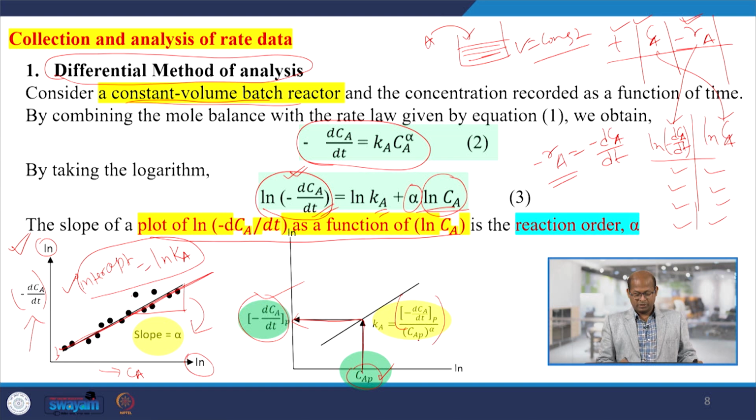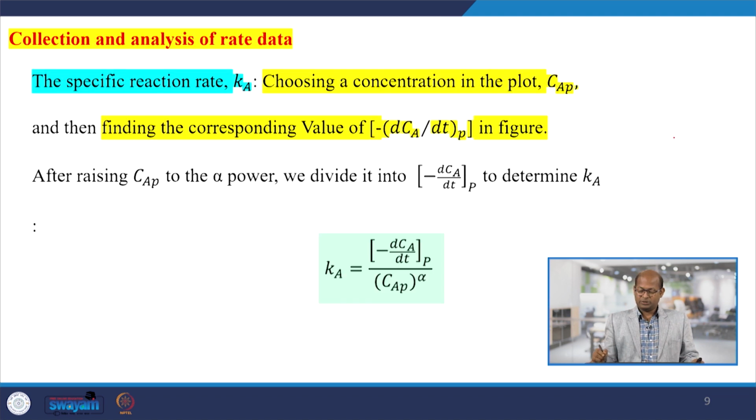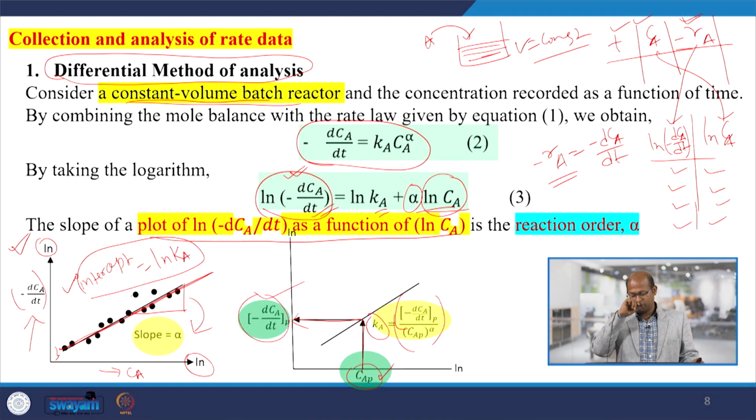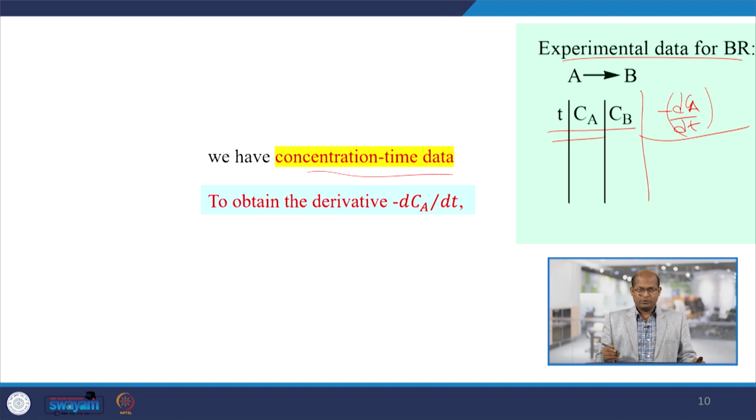So, you can put here the alpha value is known, then the reaction rate constant K we can find out. Now, concentration and time we can find experimentally, but how to find minus dCA by dt? This is important. From the experiment this data we can get, but how do we find this rate data? That we will basically discuss.